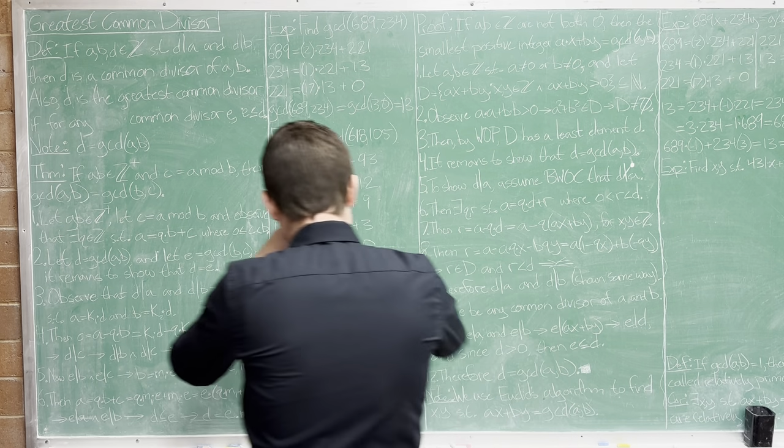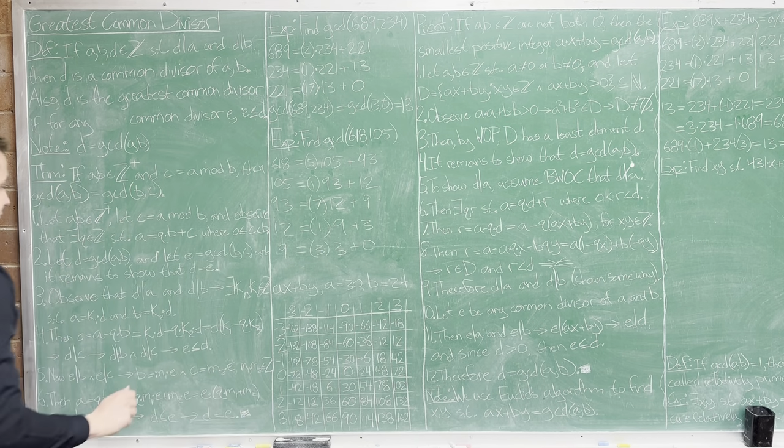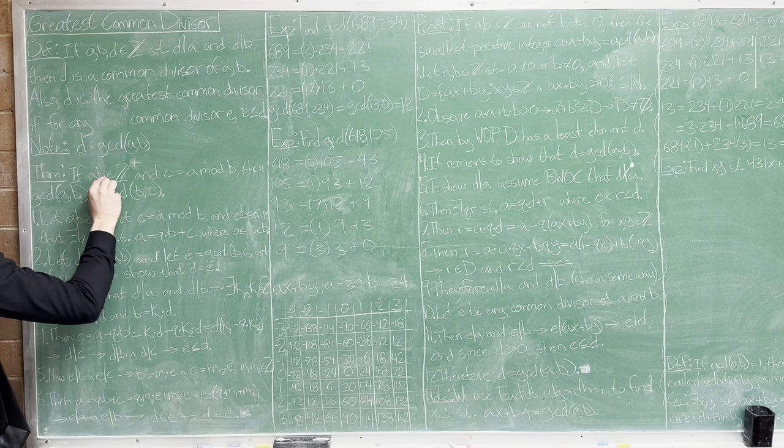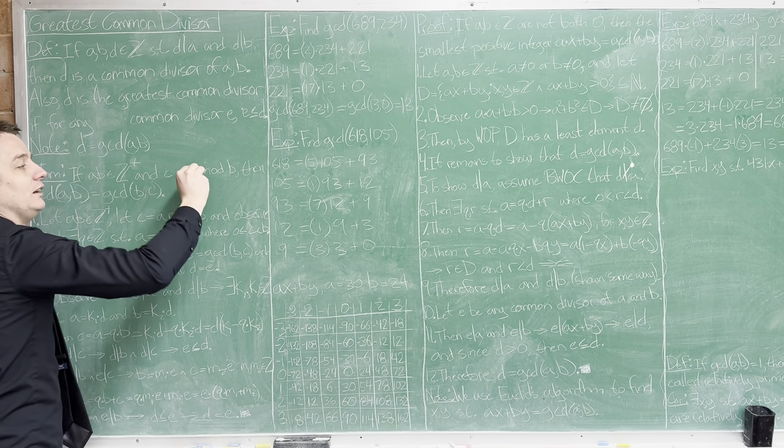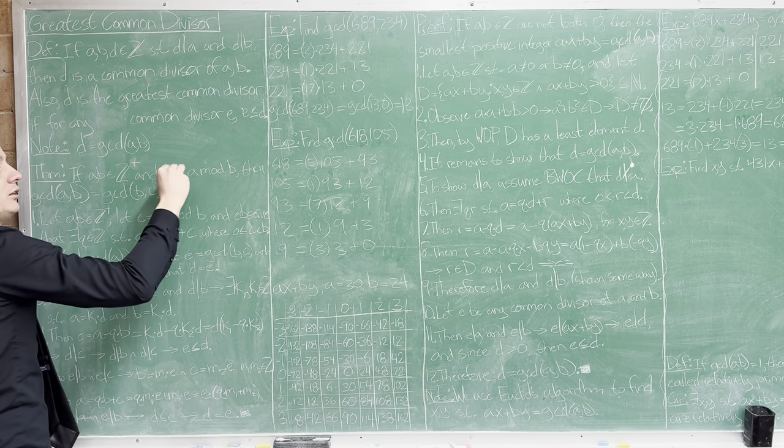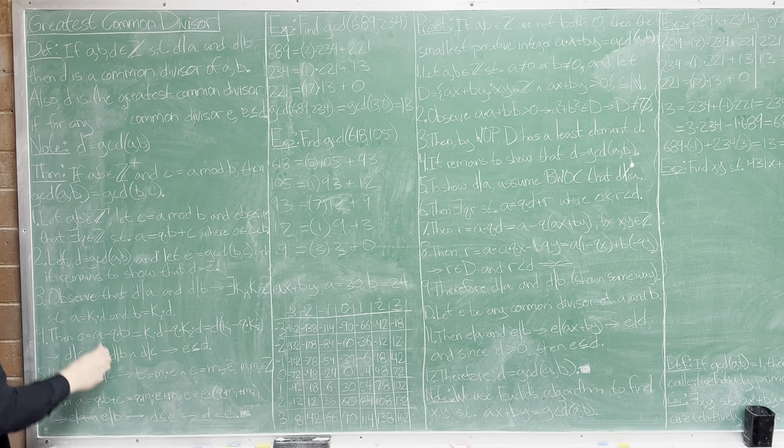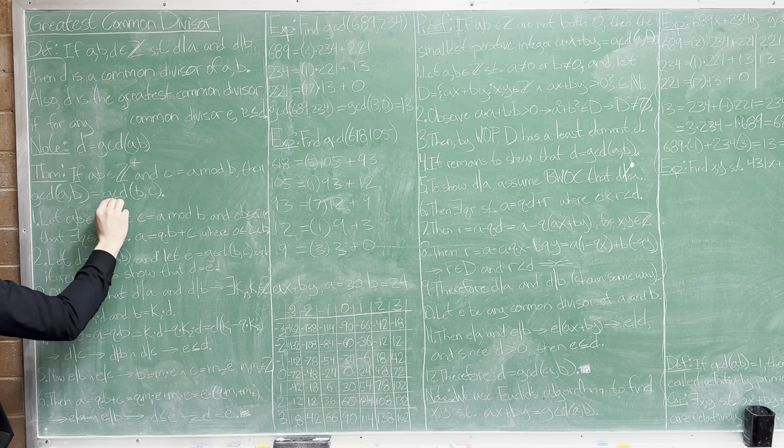So now let's prove the crux of what we used here. Let's prove that if a and b are positive integers and c is equal to a mod b, c is the remainder when we take a and divide it by b, then the GCD of a and b is equal to the GCD of b and c.